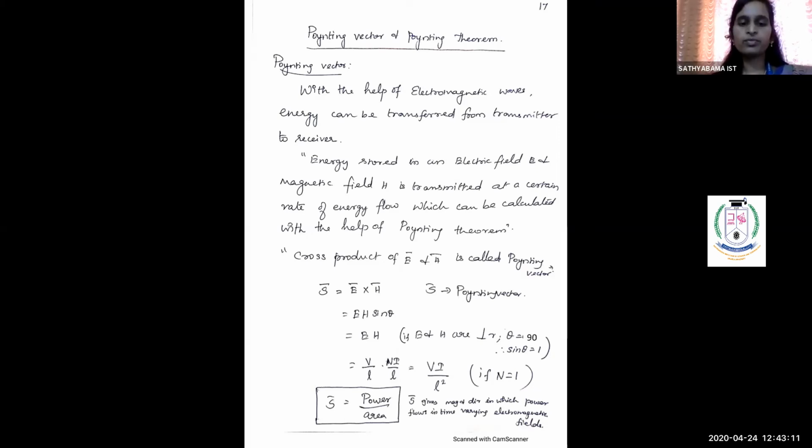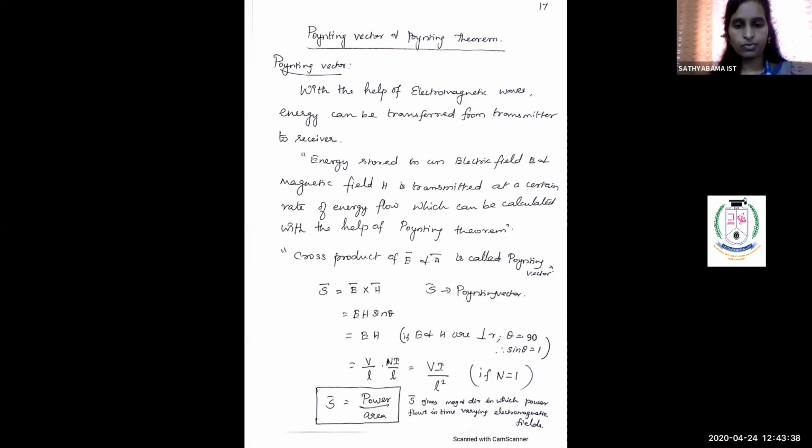Now we know that V is equal to E into L. From that we can derive E is equal to V by L and H is equal to I by L. These two things are known to us. So substitute these two values here instead of E and H. So what will you get? Your resultant is Vi by L square. So your Poynting vector S is equal to Vi by L square.